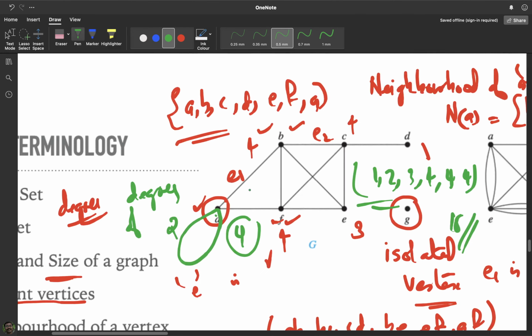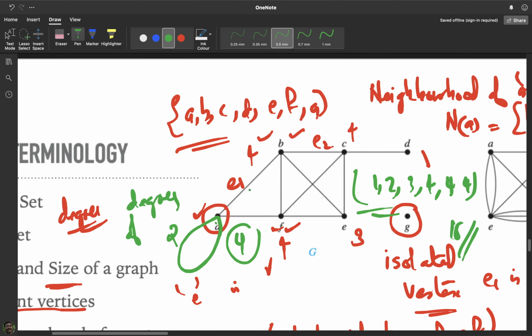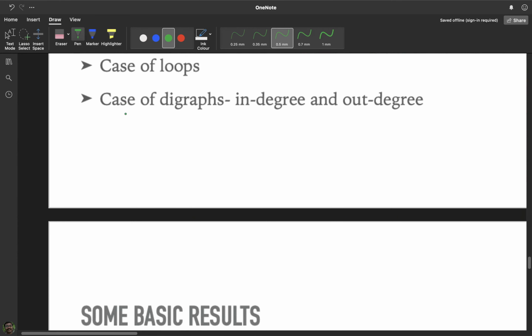There are also the concepts of in-degree and out-degree in the case of directed graphs. We'll study about it later. In-degree is very simple by the name itself. If you have a directed graph and you take this vertex A, only one edge is coming to A, so its in-degree is 1. Out-degree is also 1, since only one edge is going out. So this is the basic idea of graphs.